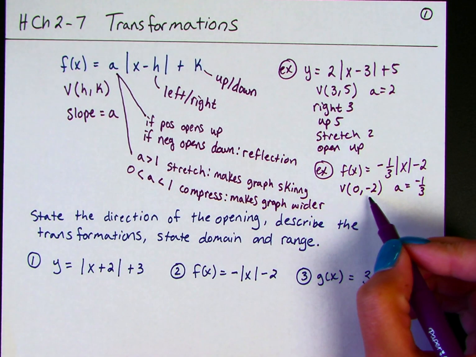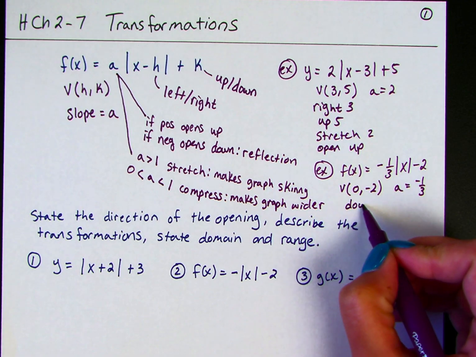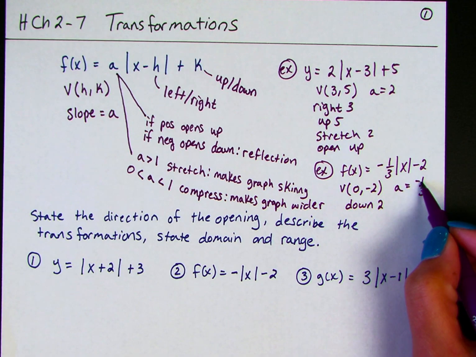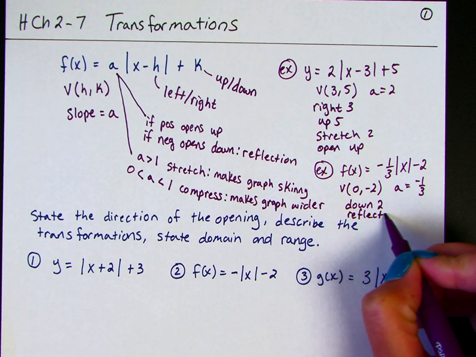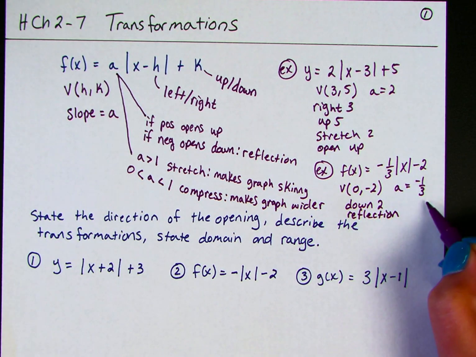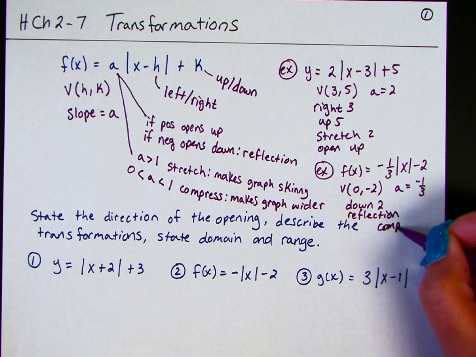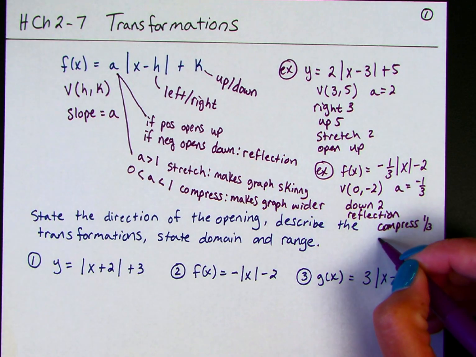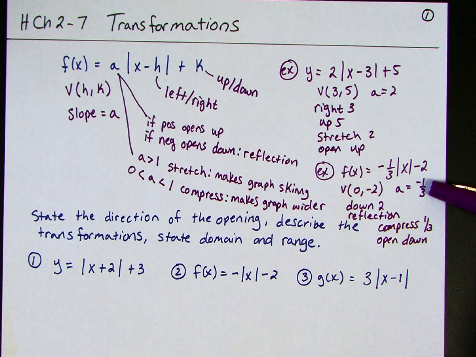For my vertex, again, we're describing how we move our pencil. So I'm going to go down 2. And then for my slope, there's a negative, so that means that it's going to open down, so that's the reflection. And then because I have that 1/3, that's going to make the graph wider, so I also need to say compress. And this is going to open down, again, because my A was negative.